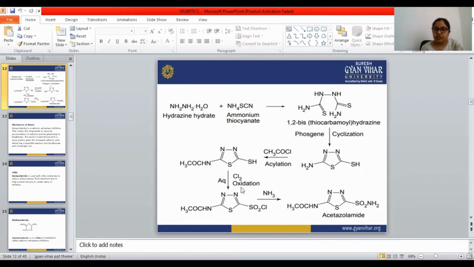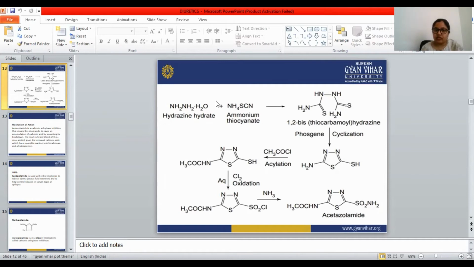After that, Cl2 oxidation of this product results in this product. One Cl comes here and one HCl is removed, so this product is formed. After that, on the alkylation of this product, we get our acetazolamide drug. So this is the synthesis of the acetazolamide drug.